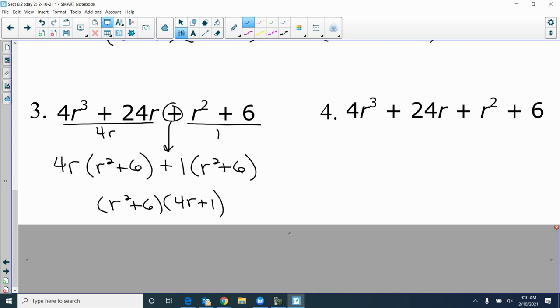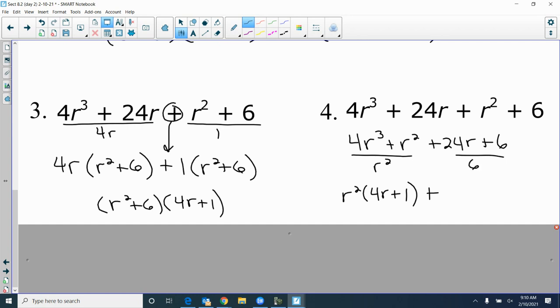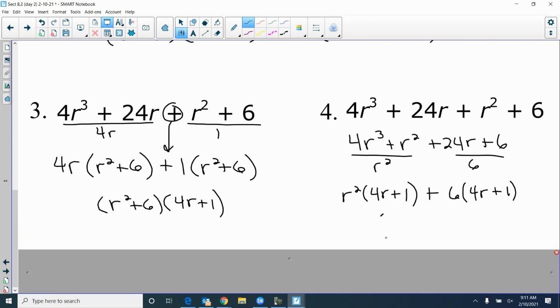Sometimes it's helpful to go ahead and put them back in order. So if they give you something like this, you can rearrange it, make it 4R cubed plus R squared plus 24R plus 6. Now I'm going to group it. What's my GCF for the first 2, though? Just be careful. R squared. So it's R squared, and then I get 4R plus, what's R squared divided by R squared? 1. GCF here is a 6, and I get 4R plus 1. I'm going to end up with the same answer.